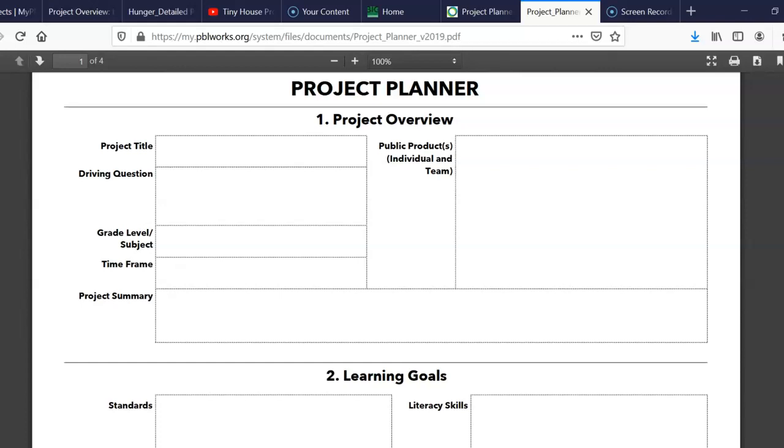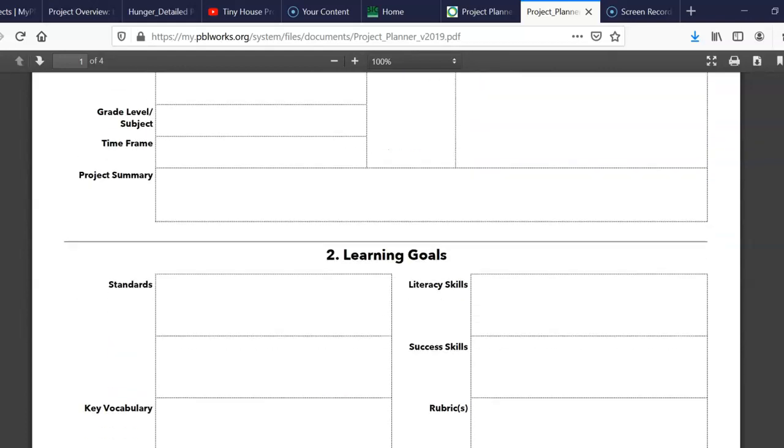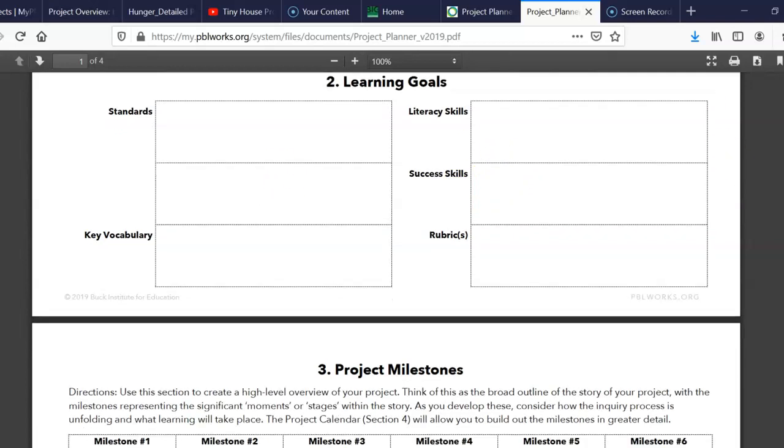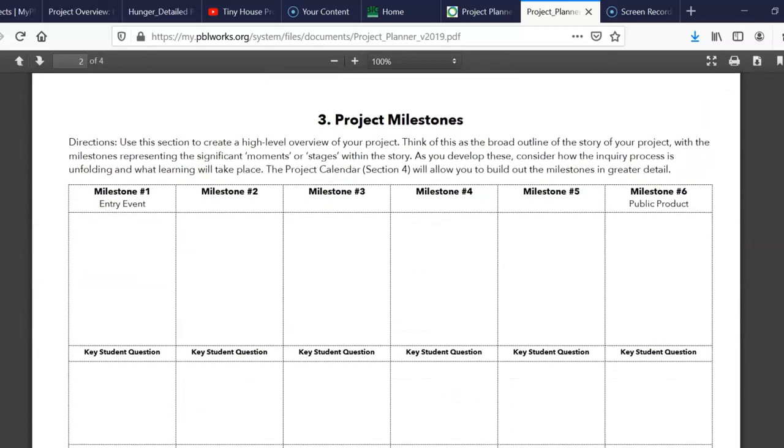I'm happy to check that out. We can have a phone call, or I can just do some written feedback for you. So please keep that in mind. This is a great way of organizing your thoughts on your project. And then here you have learning goals. I don't think it's necessary to fill in all of the boxes here on this section, but it does have you think about success skills and literacy skills and standards that you want to hit with this project.